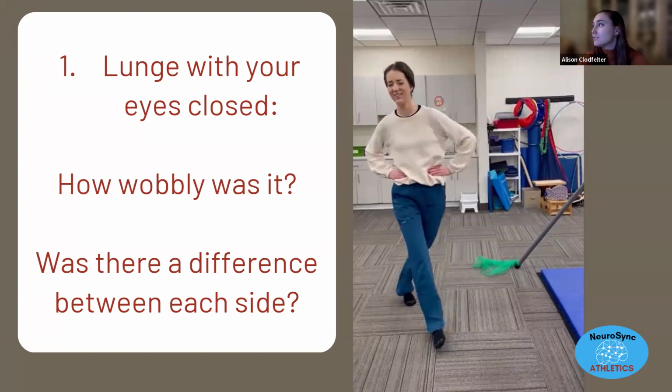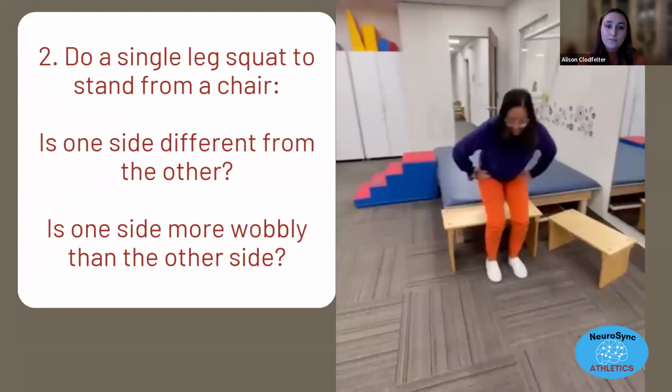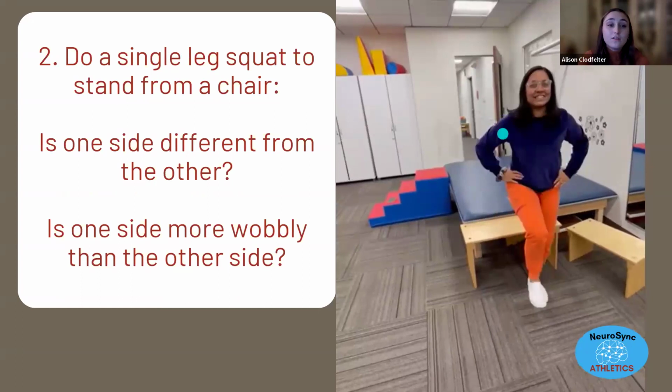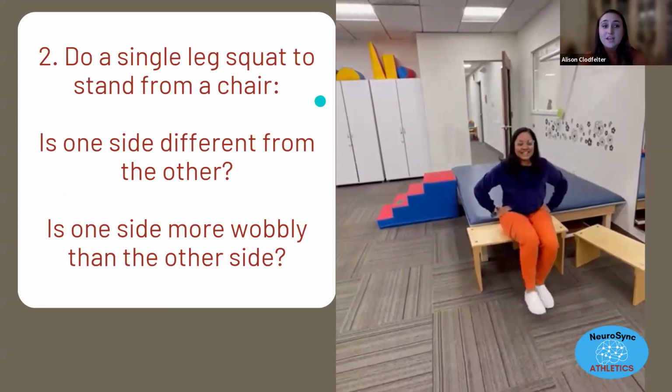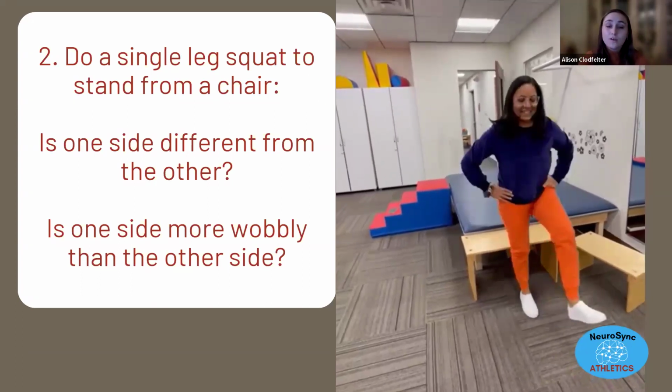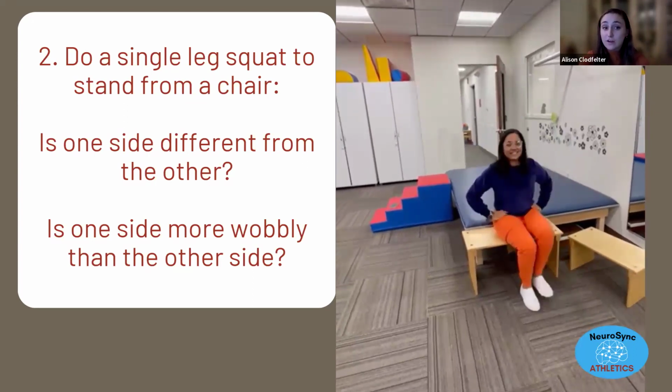Let's move on to our next slide. So our next move that we want to test out is a single limb squat, or a single limb sit to stand from a chair.